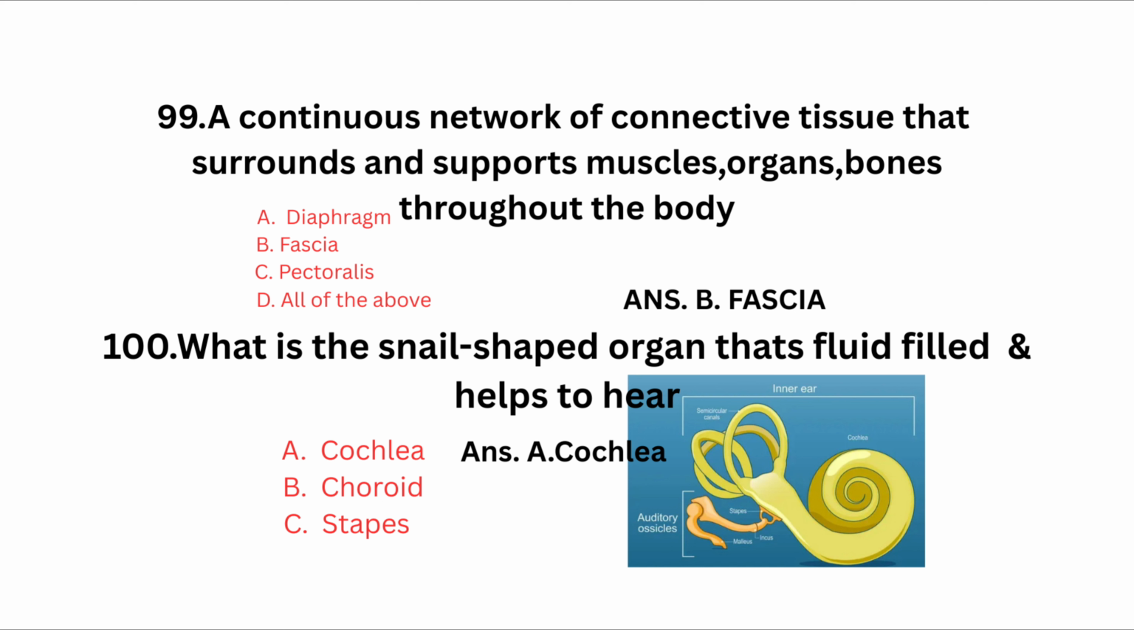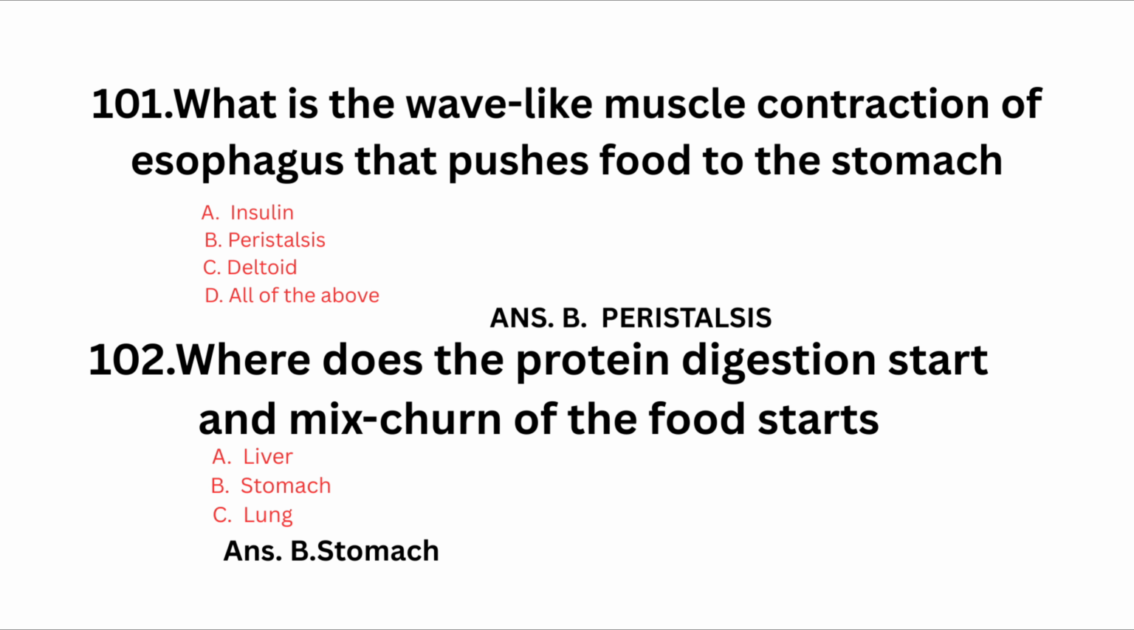100. What is the snail shaped organ that's fluid filled and helps to hear? A. Cochlea. B. Choroid. C. Stapes. Answer A. Cochlea. And 101. What is the wave like muscle contraction of the esophagus that pushes food to the stomach? A. Insulin. B. Peristalsis. C. Deltoid. D. All of the above. B, peristalsis, is the correct answer.